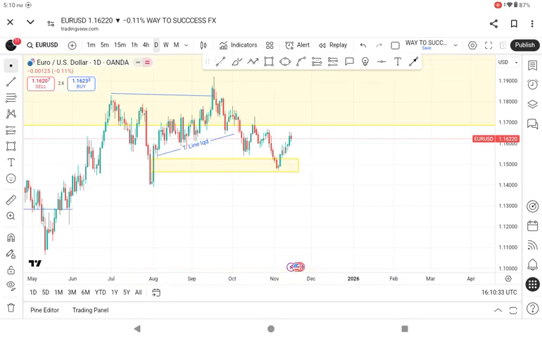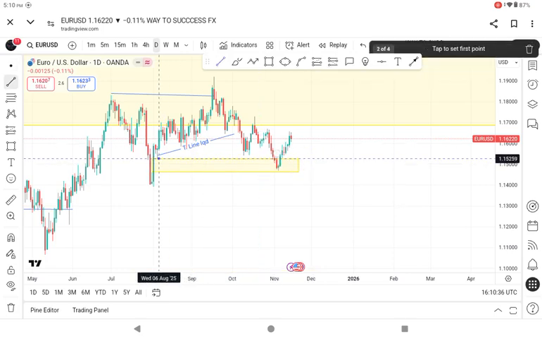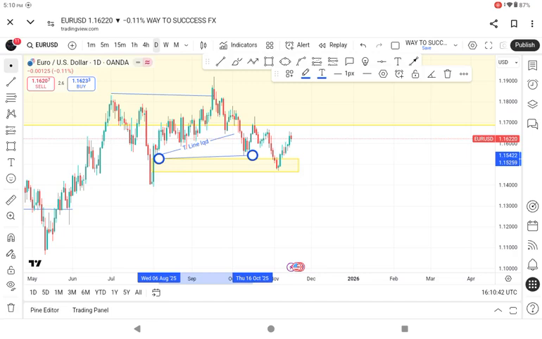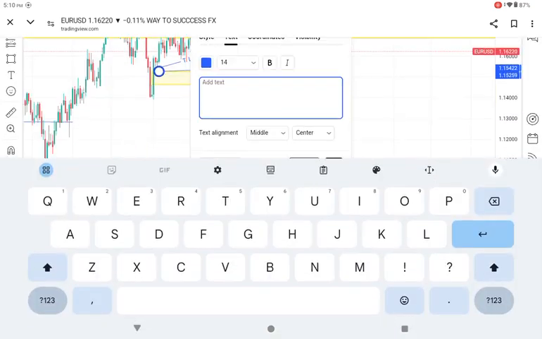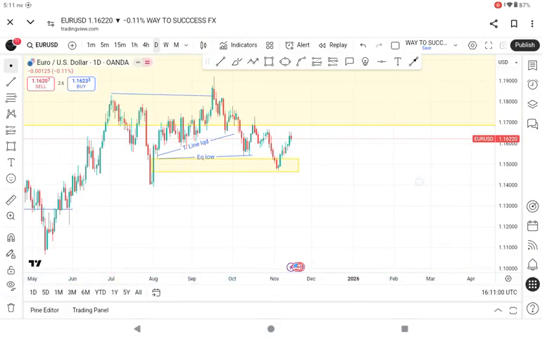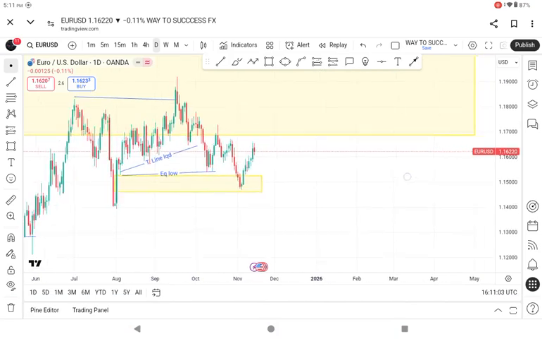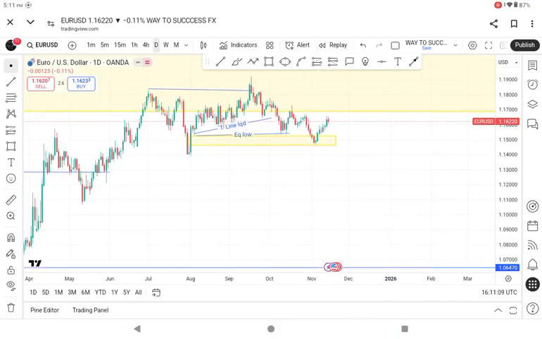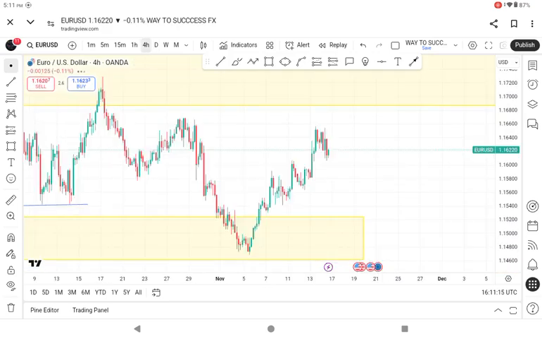And also we have an equal low here that is being taken out. We have an equal low that has been taken out. And after that, price started making a continuation to the upside. So let's go down to the H4 now.